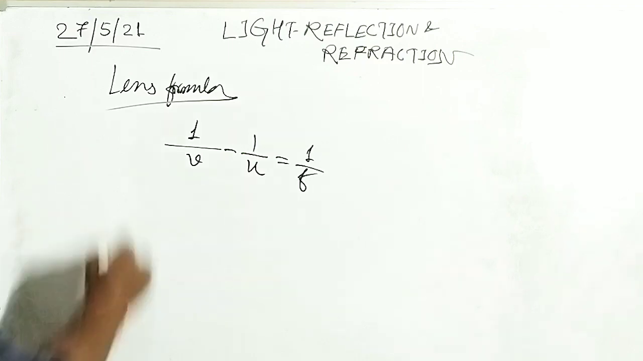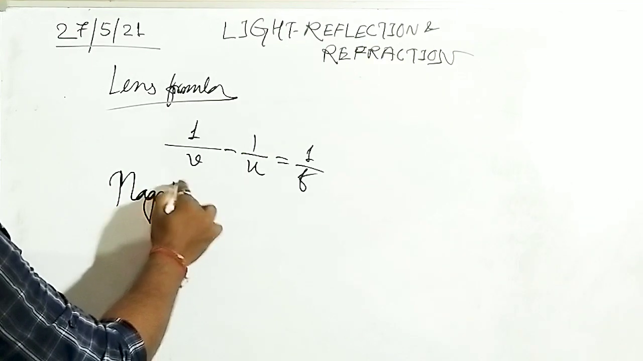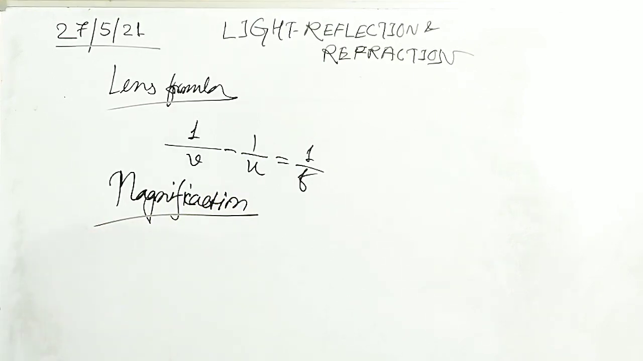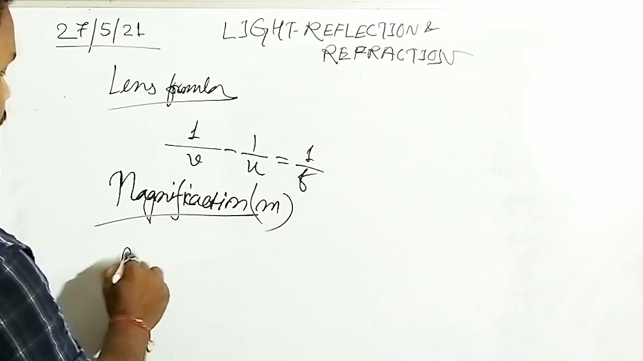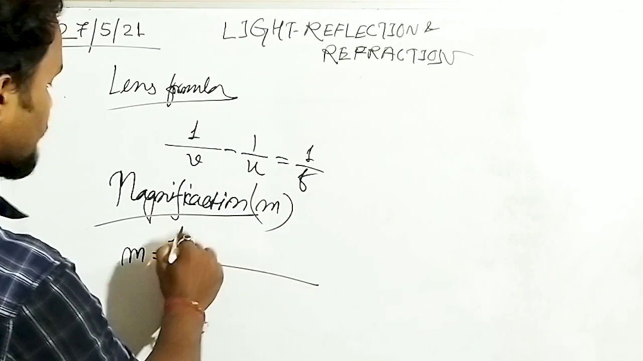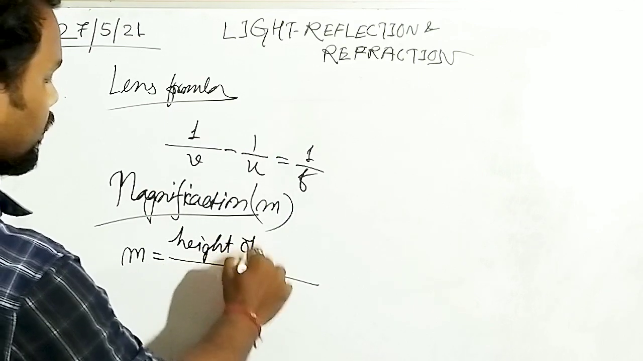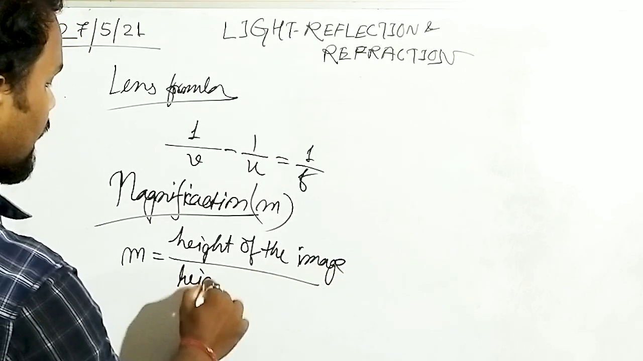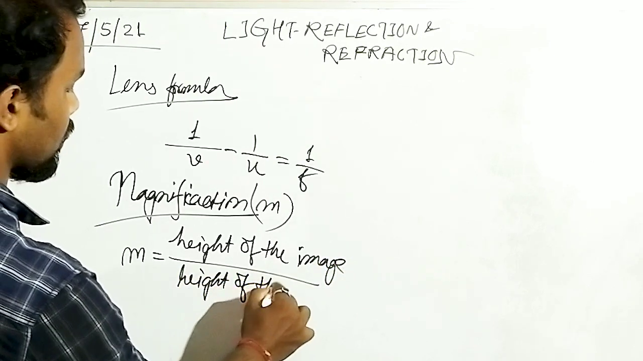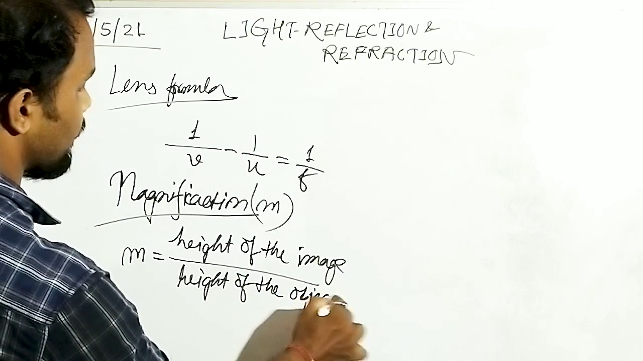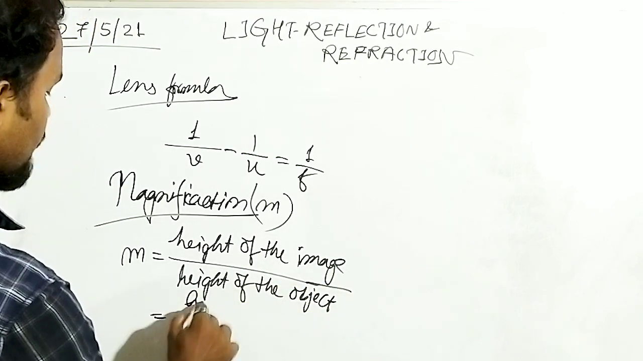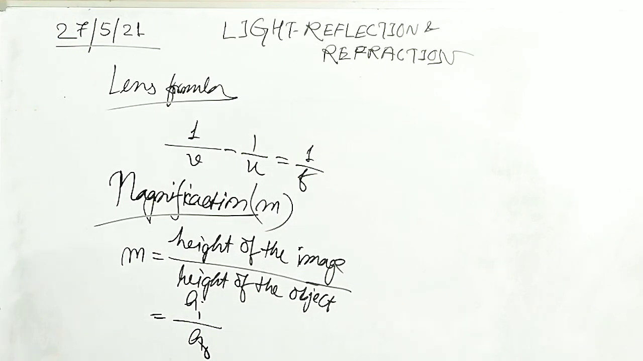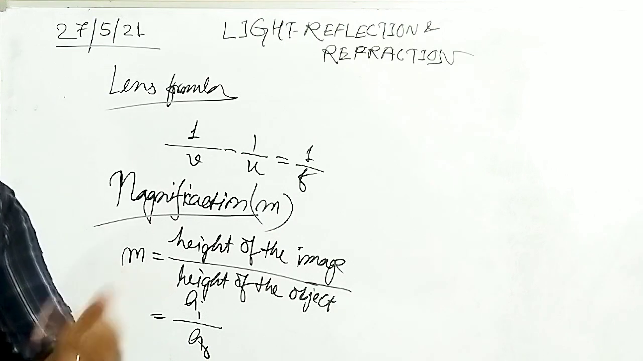Now what about the magnification? Now we have to discuss the magnification. Magnification is always denoted by M. Same ratio, same formula, right? This is nothing but the height of the image by height of the object. It is represented by hi, that is the height of the image, by ho, the height of the object. In case of mirrors, we got one more formula, minus v by u.